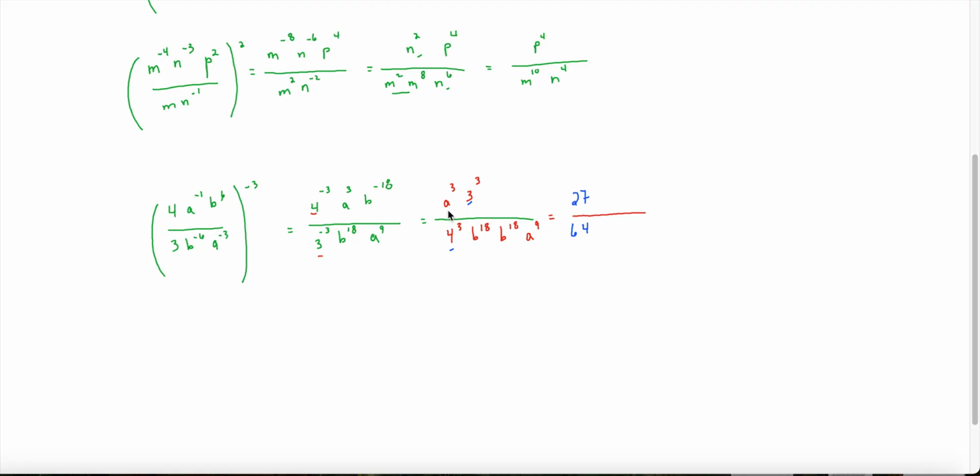Okay, so now notice I have an a cubed up top and an a to the 9 on the bottom. Since there's more on the bottom, a will stay on the bottom. So 9 minus 3 is 6. And then I have these two b's next to each other. So that will stay on the bottom, and 18 plus 18 is 36. So that is my final answer.